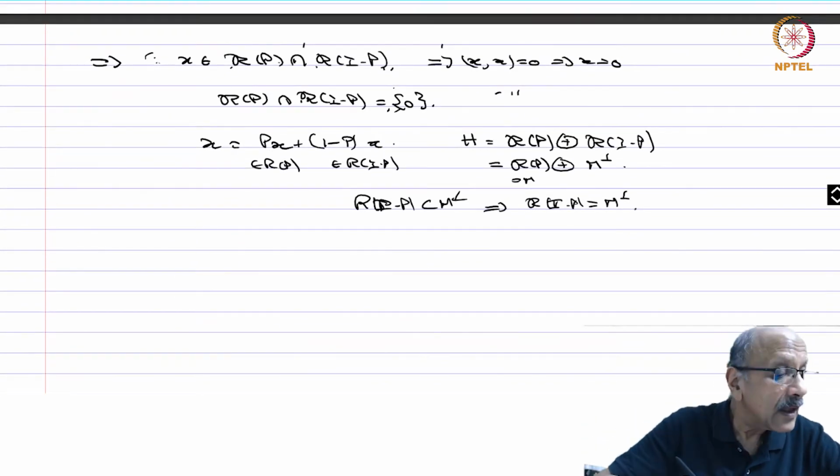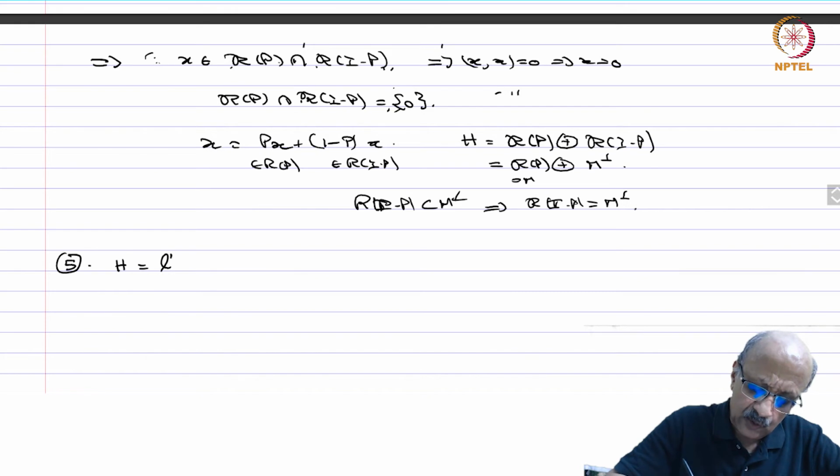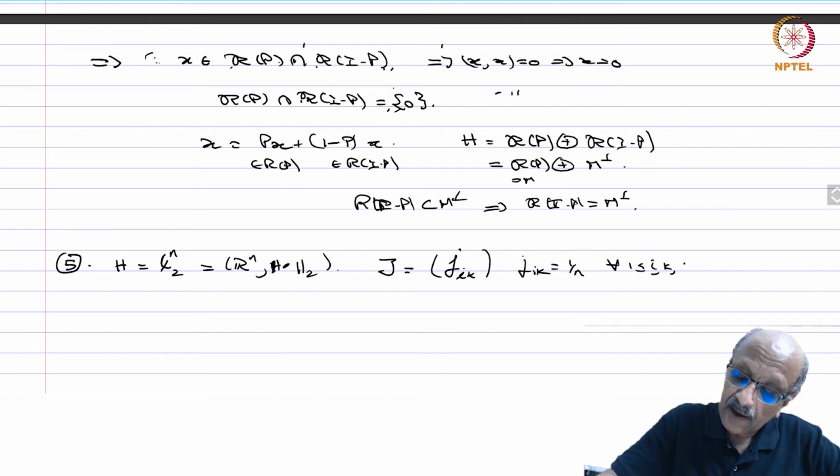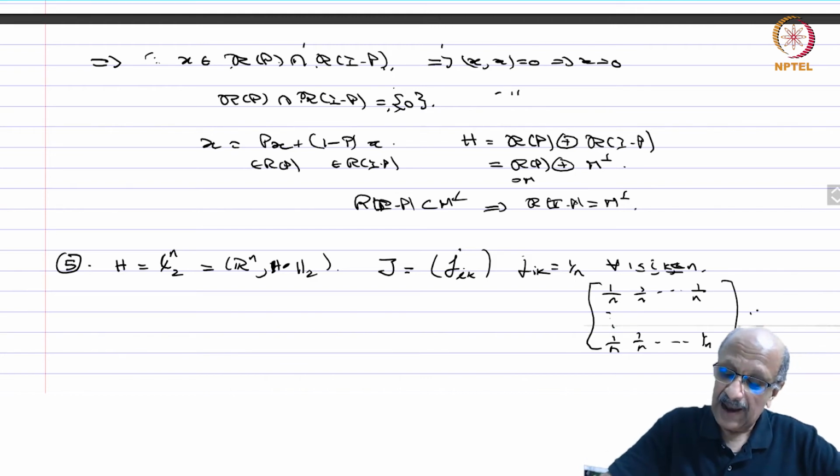Okay, so that is then 5. Let us take H equals l^n_2. We call this R^n with the norm 2. Okay, and then you look at the matrix J equals J_ik, where J_ik equals 1 by n for all 1 less than or equal to i, k less than or equal to n. So that means it's 1 by n, 1 by n, 1 by n in every row. It's a matrix which has the same entry everywhere.